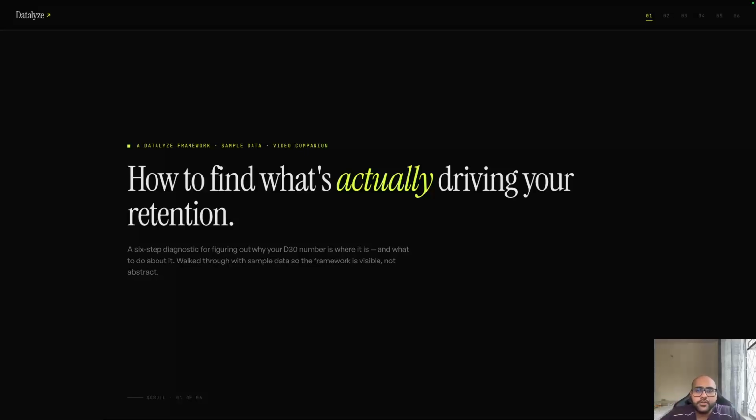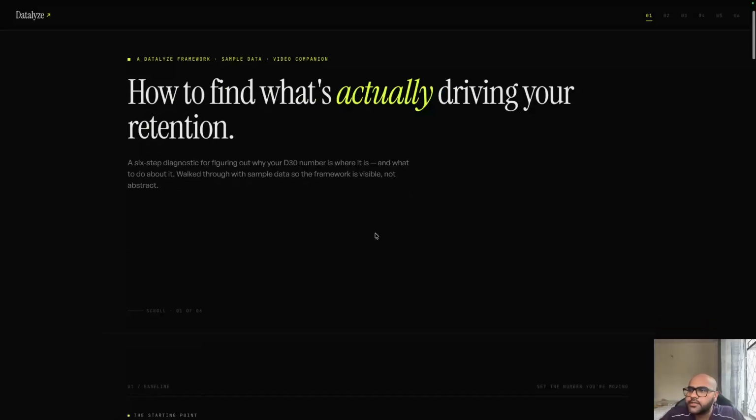Hey guys, so let's talk about how you can actually improve your app's retention and identify what's actually driving your retention or sinking it, right? And this is a framework that I've used for multiple companies to try to identify what actually helps drive retention, where we can make some impact, where we can make some changes, and actually see our retention improve, right?